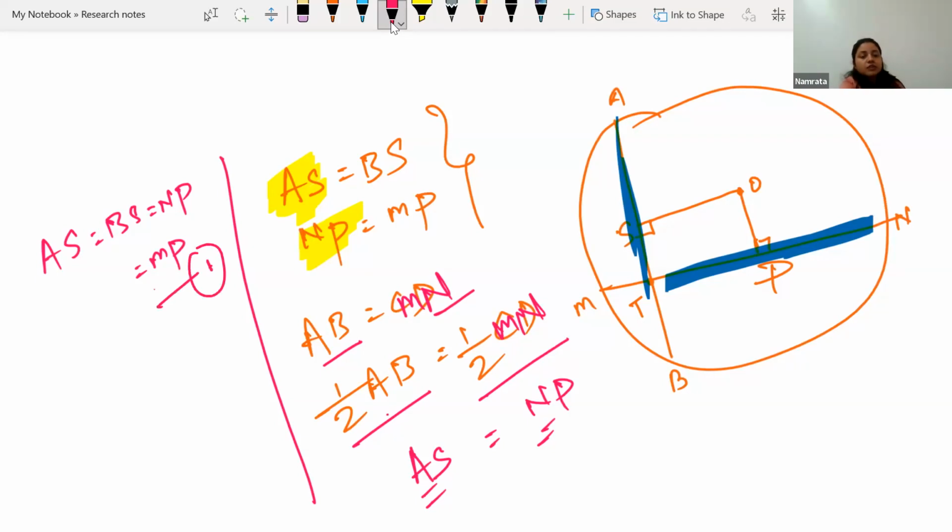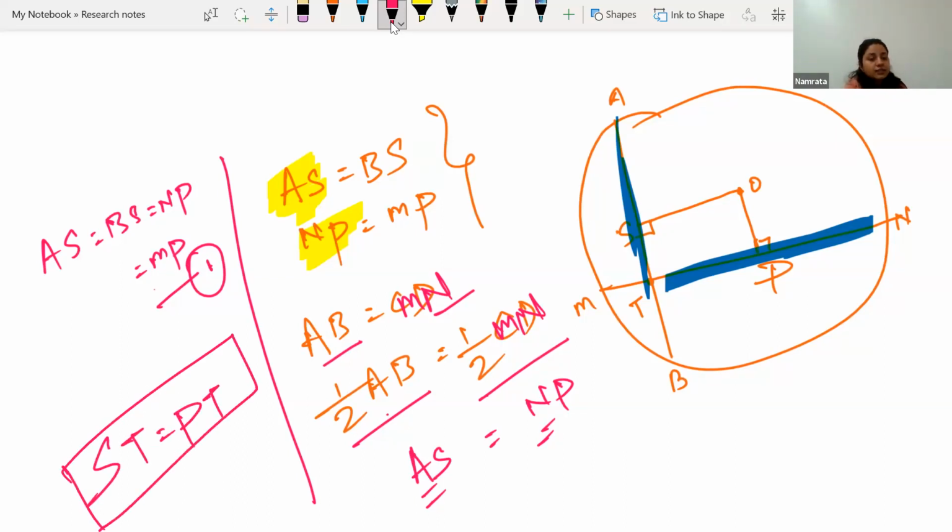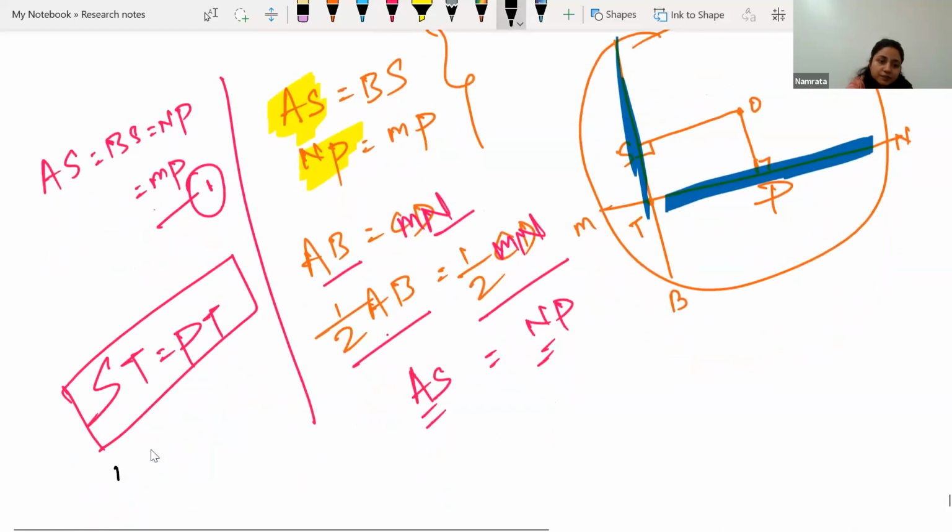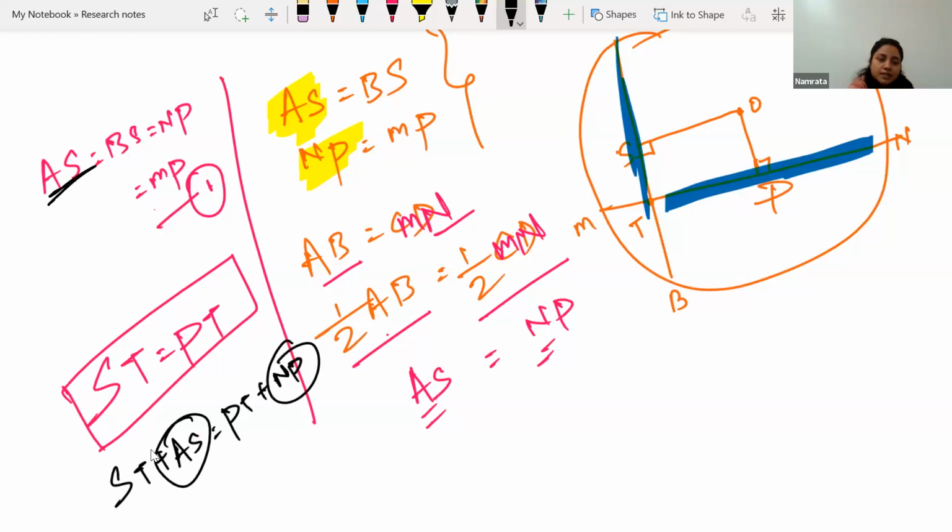Let's say this is equation number 1. You have to add this equation with the obtained CPCT, and for the other part of the proof you have to subtract this equation with that one. In the CPCT we have got that ST is equal to PT. This is what we have got in CPCT. Okay, again I am repeating. Once we have got this as a CPCT, I would say that ST plus AS is equal to PT plus NP. How am I writing AS and NP here? Because AS and NP both are the same.